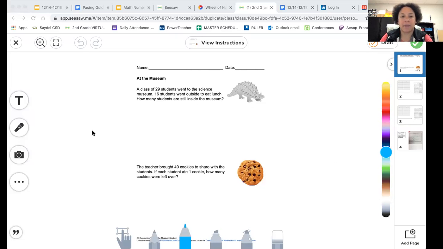So the second part of your homework today, the teacher brought 40 cookies to share with the students. If each student ate one cookie, how many cookies were left over?